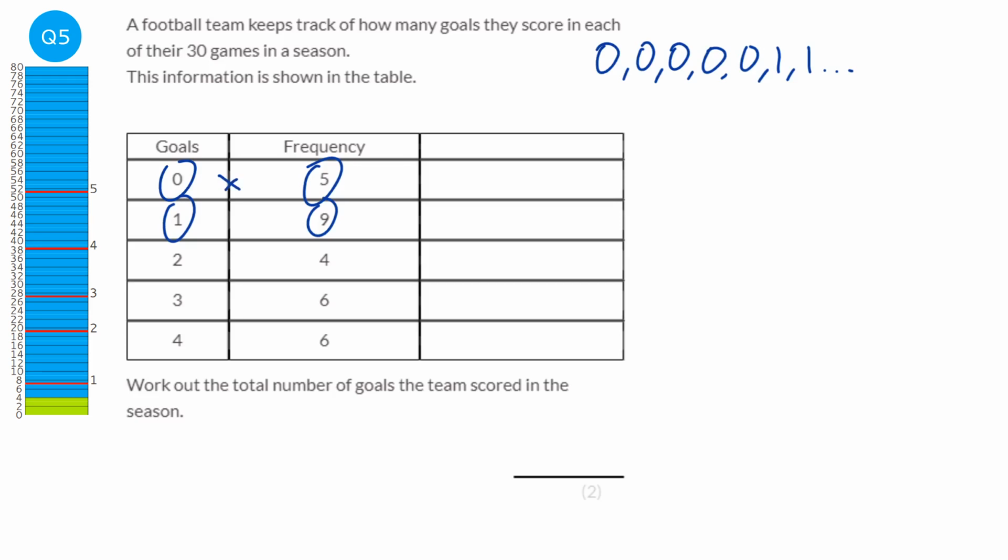So we've got 5 lots of 0 goals, which will just be 0. 9 lots of 1 goal, so that's just 9. 4 lots of 2 goals, so that's 8. 6 lots of 3 goals, that's 18. And then 6 lots of 4 goals, that's 24. So all we need to do now is add up the 0, 9, 8, 18 and 24, which brings us to 59. So there were 59 goals scored.